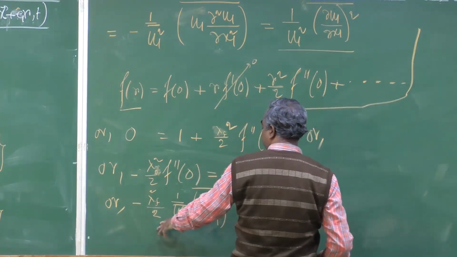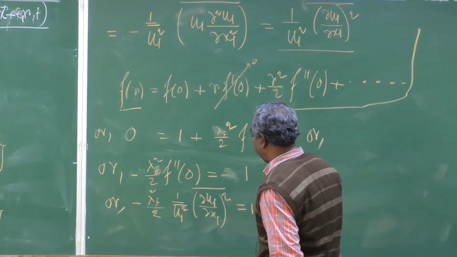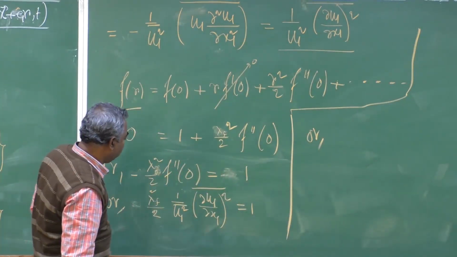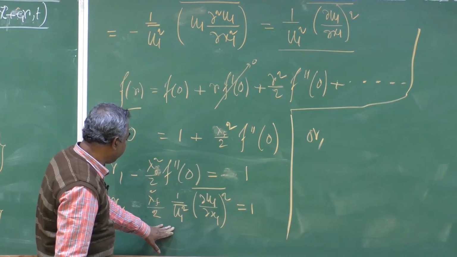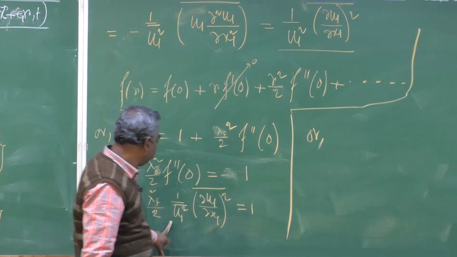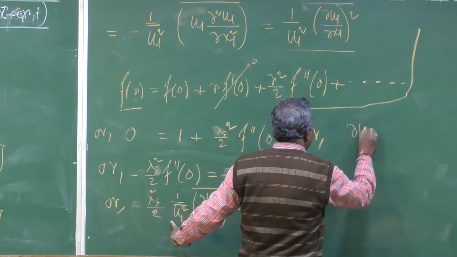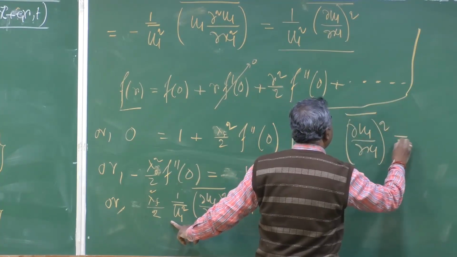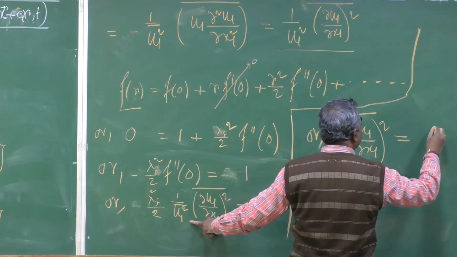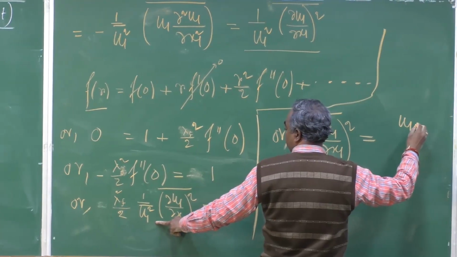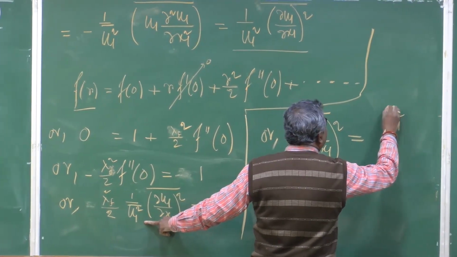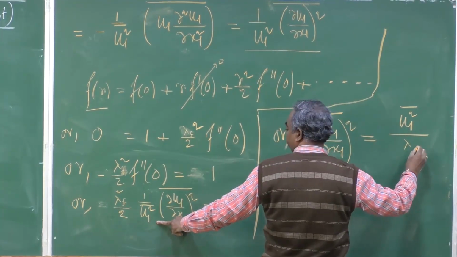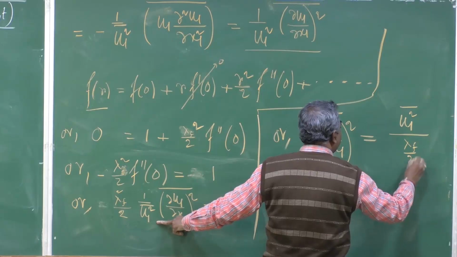From this line onward, what do we get? You see, we have put the minus of this, so minus should not be here. So, you see what do we get? We get del u1 del x1 whole square bar equals u1 square bar divided by lambda f square by 2.